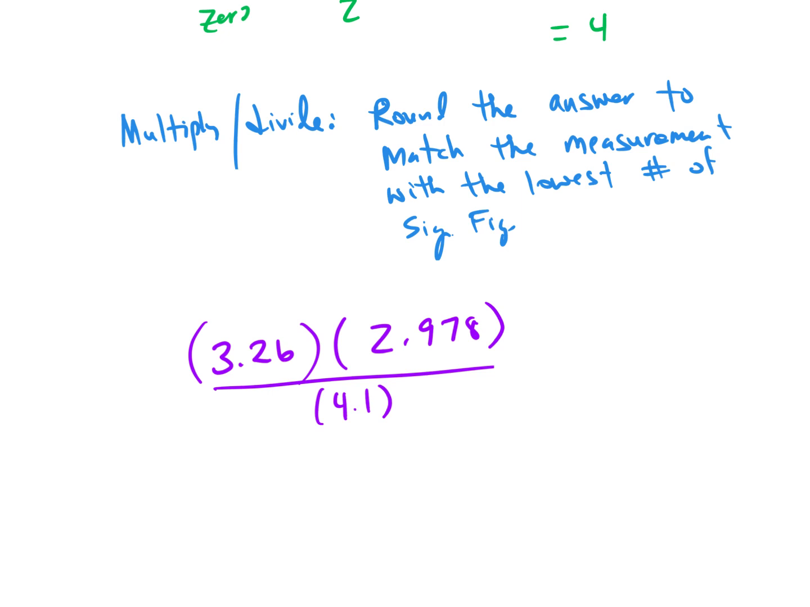But you do multiply and divide before you do add and subtract. Right? Do you get that? So that matters. But multiply and divide, if that's all you're doing, we're going to do a lot of that this year. It doesn't matter the order you do it in. So I can do 3.26 divided by 4.1 and then multiply 2.978 if I wanted to. If you don't believe me, try it.